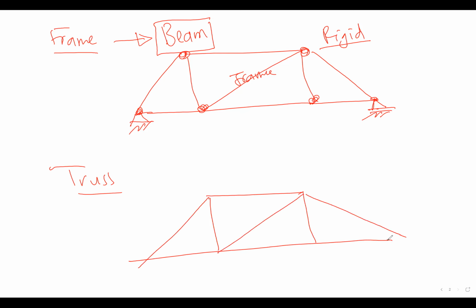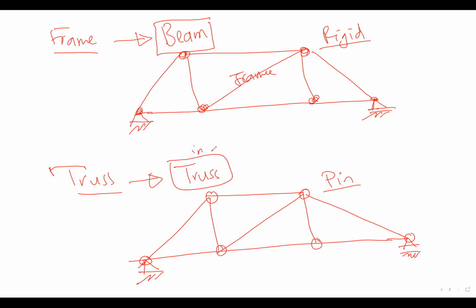In a truss, it is the same drawing or the same layout, but the connection between the members is not rigid. It is a pin joint. So when you consider it as a truss, you have to model it in the software as a truss, here in Strand7. So this is the difference between the modeling in both cases.